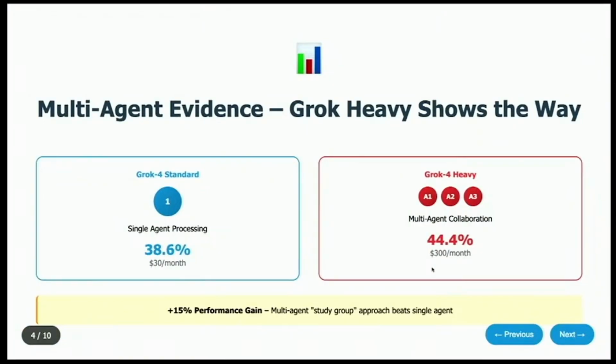If you check their performance on Humanity's Last Exam, a very, very challenging benchmark, Grok 4 standard achieves about 38%, and Grok Heavy achieves about 15% higher. By doing what? The same model. They're using the same model, but just using a multi-agent architecture. And they price it 10 times higher, right? $30 versus $300 per month. That's basically the price just for this multi-agent architecture, nothing else.